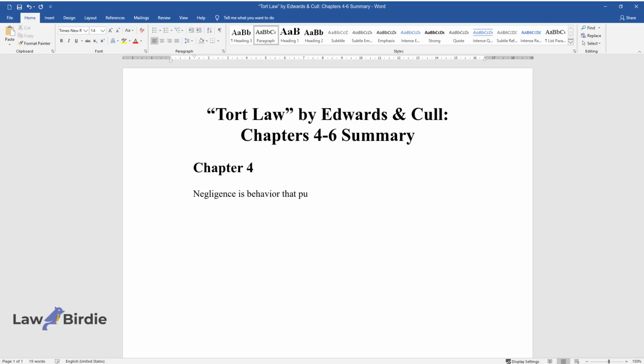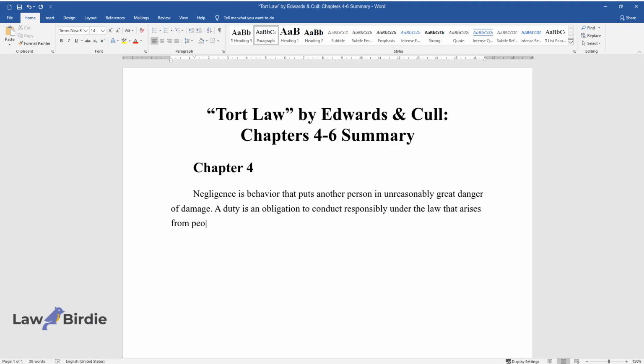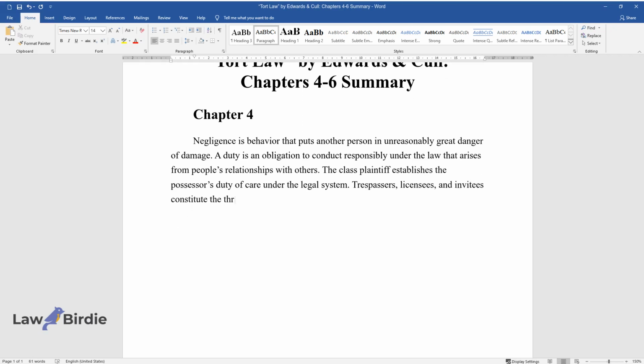Negligence is behavior that puts another person in unreasonably great danger of damage. A duty is an obligation to conduct responsibly under the law that arises from people's relationships with others. The class of plaintiff establishes the possessor's duty of care under the legal system. Trespassers, licensees, and invitees constitute the three types of plaintiffs.